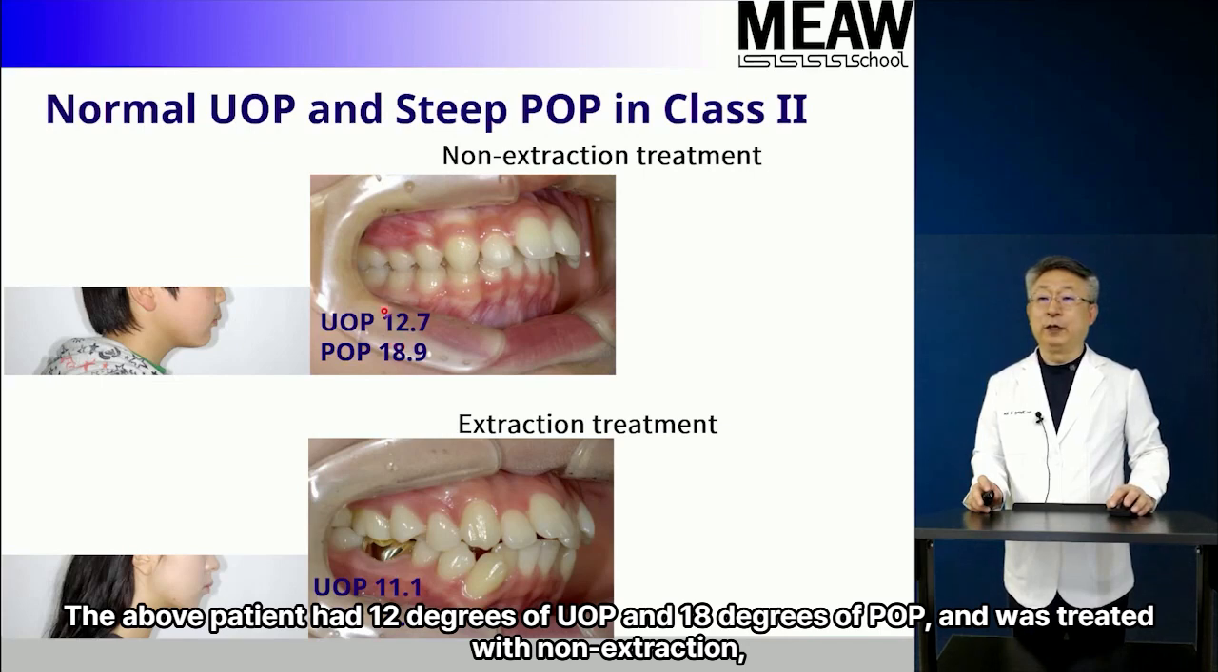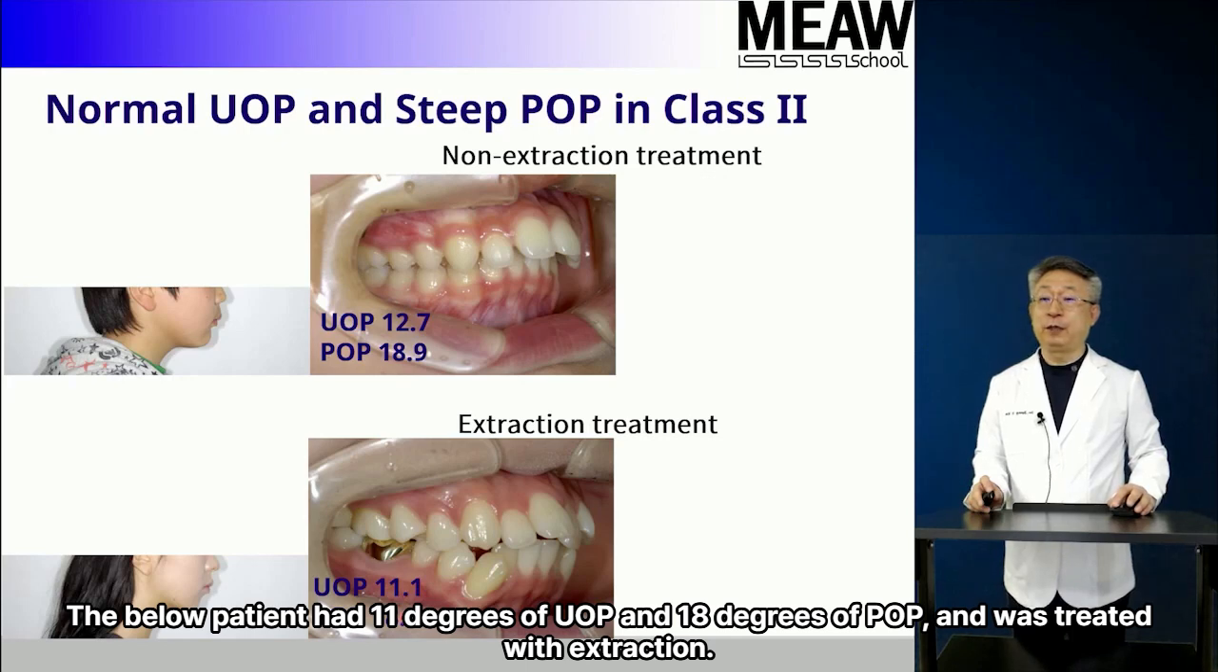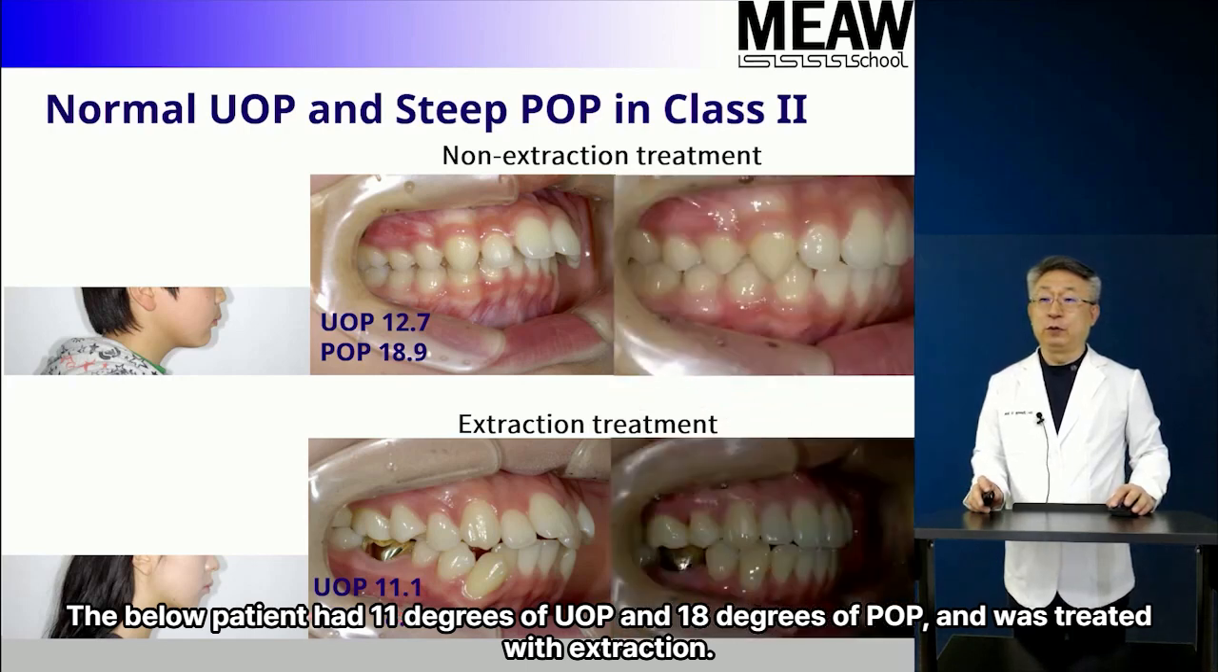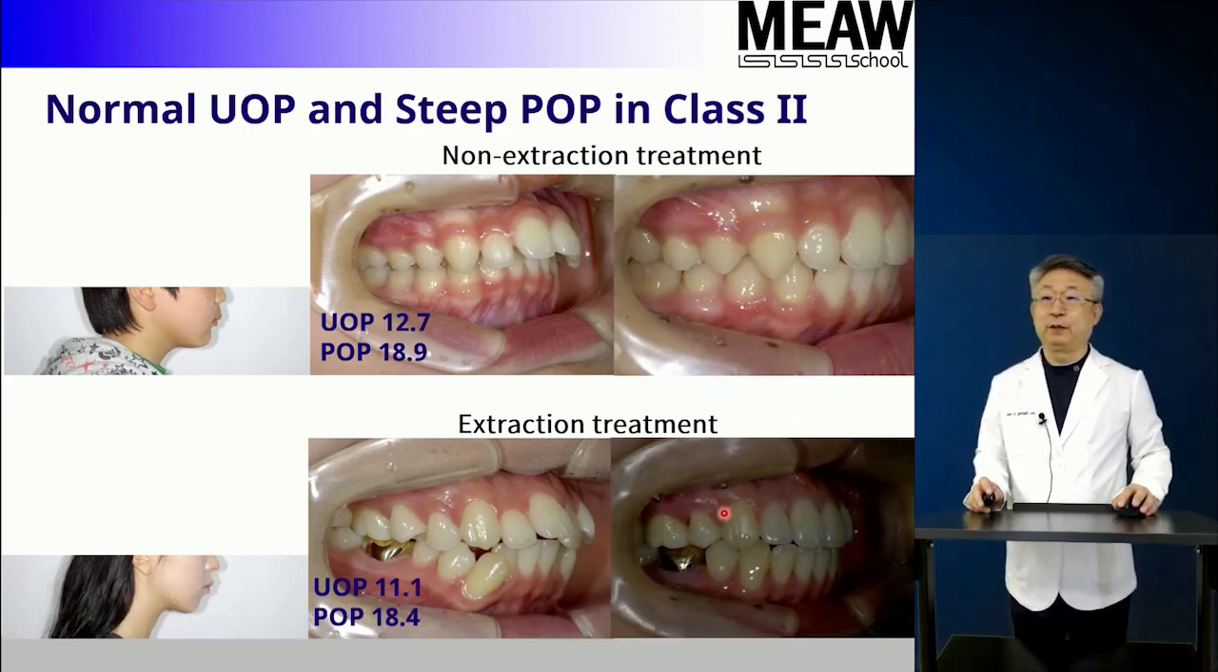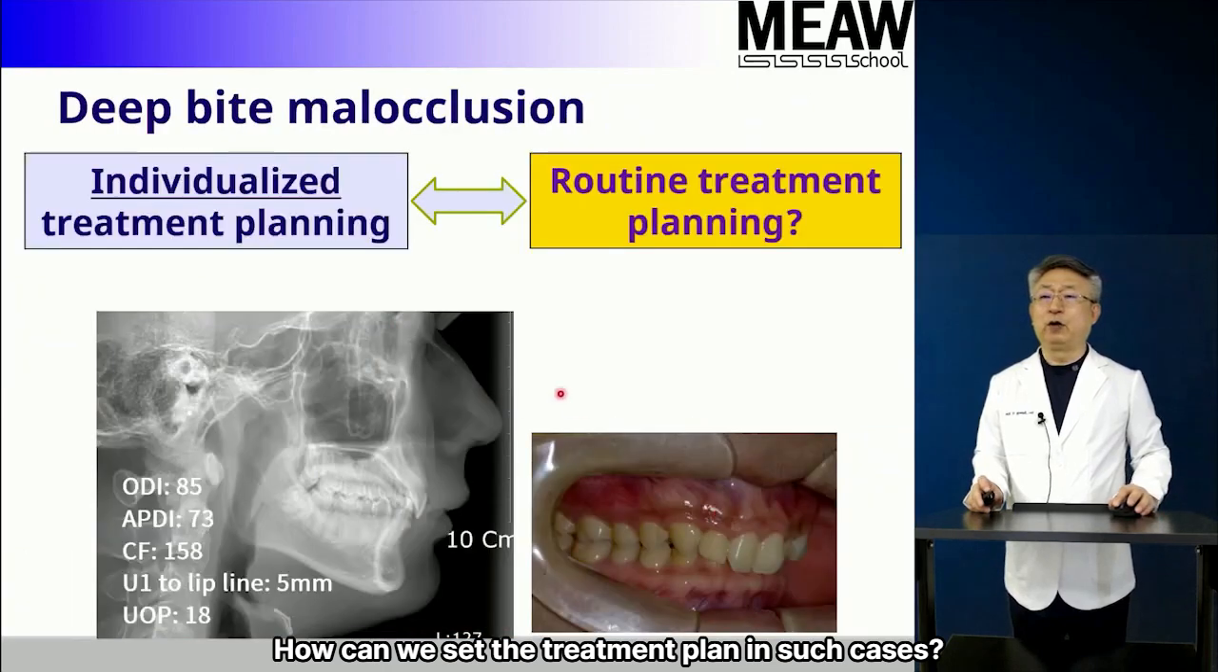The above patient had 12 degrees of UOP and 18 degrees of POP and was treated with non-extraction. The below patient had 11 degrees of UOP and 18 degrees of POP and was treated with extraction. How can we set the treatment plan in such cases?